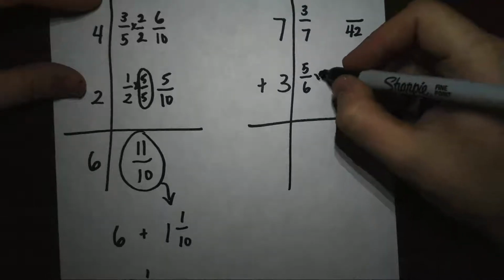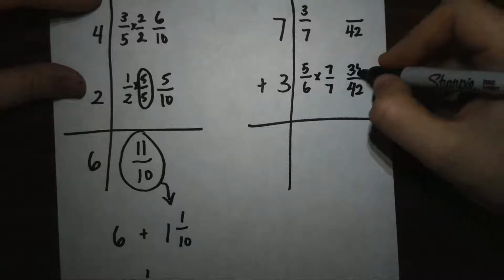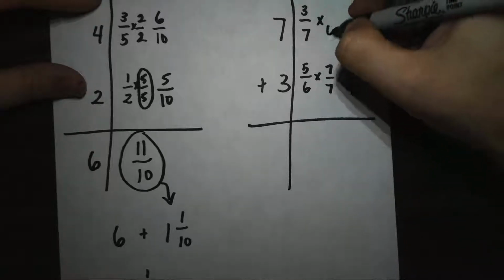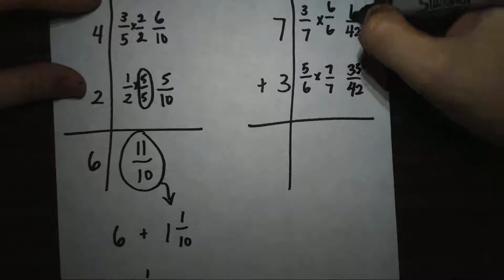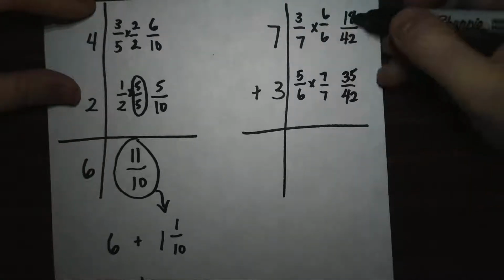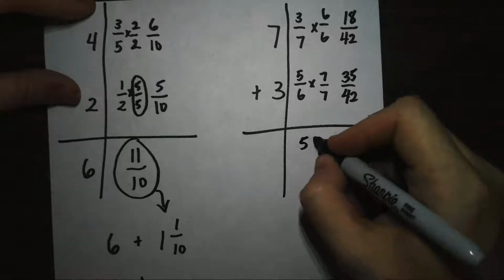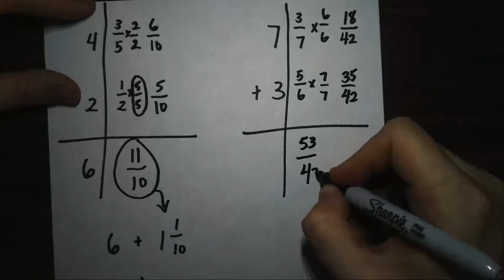I'm going to make equivalent fractions. 6 times 7 is 42. 5 times 7 is 35. 7 times 6 is 42. 3 times 6 is 18. I'm ready to add my new fractions. 18 plus 35 gives me 53 over 42.